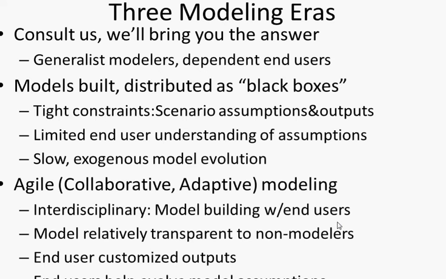It can go by various names: collaborative modeling, adaptive modeling. This sort of modeling is distinguished by a couple things. It's undertaken in interdisciplinary teams. The model is actually built alongside end users. The model is relatively transparent to non-modelers. Not perfectly so, but fairly transparent. It's not just a bunch of code. It's not just a black box you have to plug numbers into. It's actually something you can look at and understand broad elements of it pretty well, at the least.